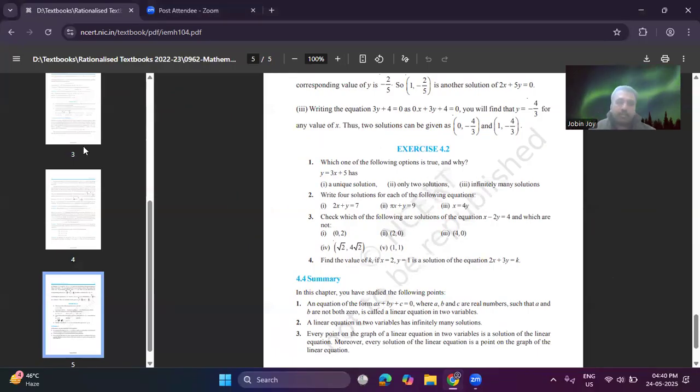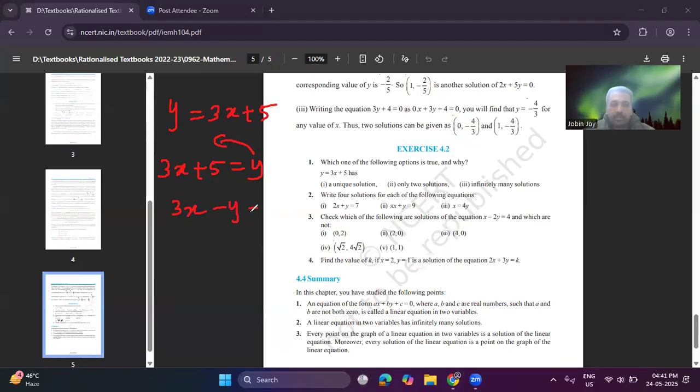So the first question is: which one of the following options is true and why? So y is equal to 3x plus 5. I am writing this equation like this: 3x plus 5 is equal to y. So I'm shifting y to the left side: 3x minus y is equal to 5.